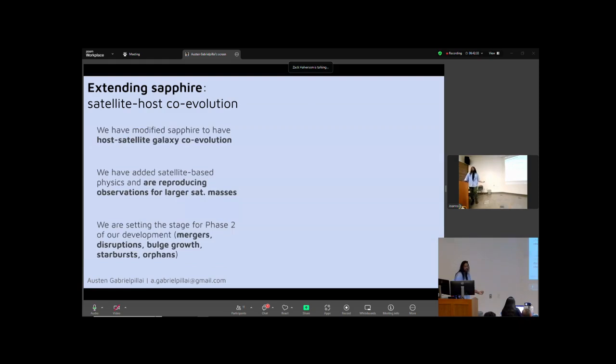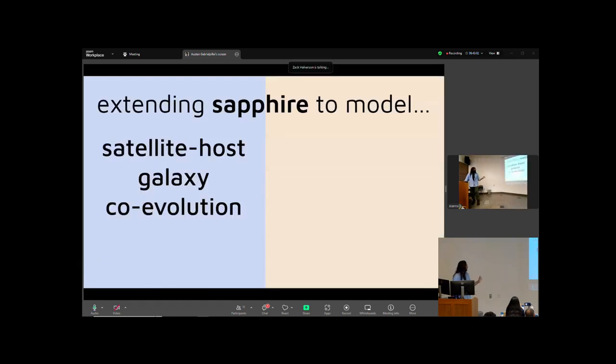So some key takeaways is that we have modified SAPPHIRE so that you can co-evolve your host galaxy and your satellite galaxies at the same time. We have added satellite-based physics to thus reproduce observations for more of our larger satellite populations. And we're setting the stage for phase 2 of our development, where we're going to add in mergers, which then lead to starbursts, and then stellar tidal stripping, bulge growth, and so on and so forth. And so that has been the satellite host galaxy coevolution extension.